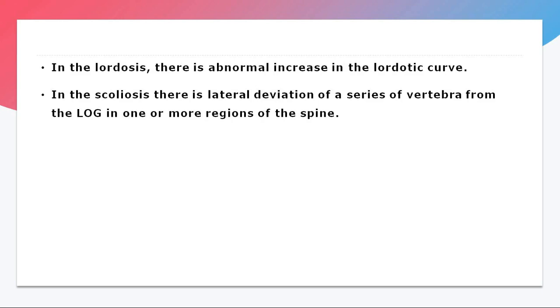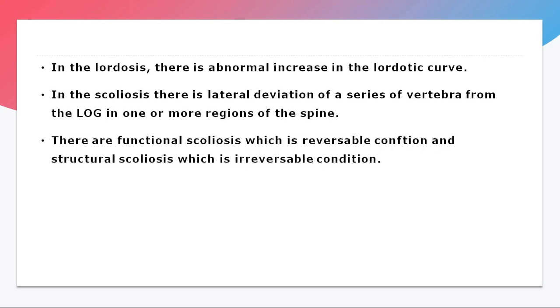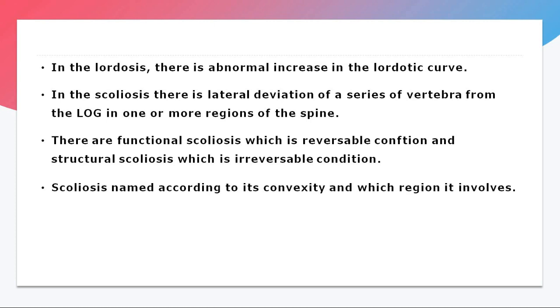In scoliosis, there is a lateral deviation of a series of vertebrae from the line of gravity in one or more regions of the spine. There is functional scoliosis, which is a reversible condition, and structural scoliosis, which is an irreversible condition. Scoliosis is named according to its convexity and the region it involves.